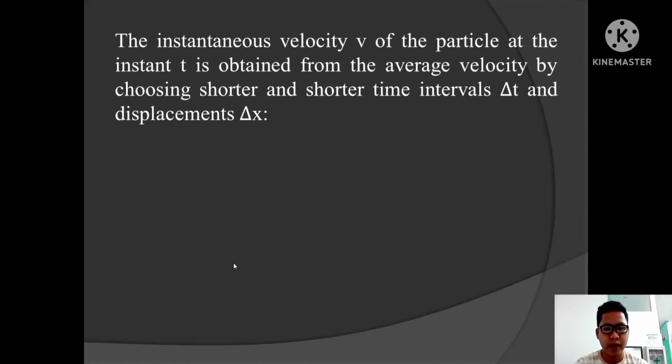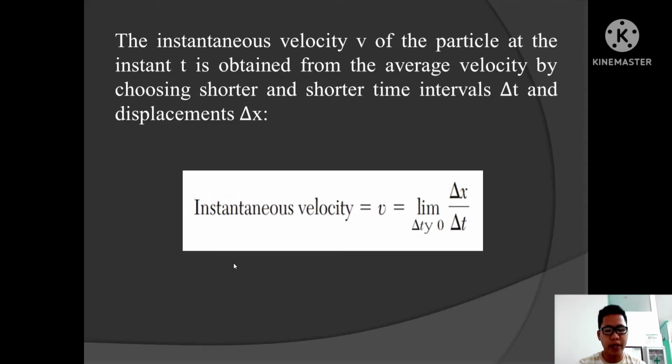The instantaneous velocity v of the particle at the instant t is obtained from the average velocity by choosing shorter and shorter time intervals delta t and displacements delta x. So before that, instantaneous velocity is the quantity that tells us how fast an object is moving anywhere along its path. Instantaneous velocity is also simply called velocity.